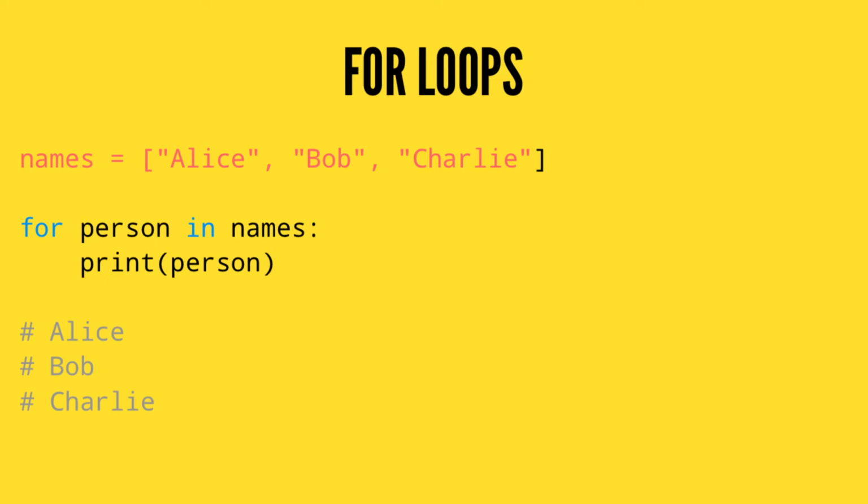Then we looked at our for loops. We had a list here, names equals Alice, Bob and Charlie. And then for person in names, we'd print person. That would go through that names list and print each individual person out. And as you can see underneath, we have Alice, Bob and Charlie printed one under another.